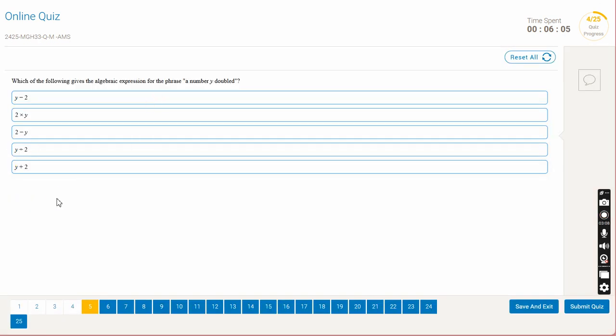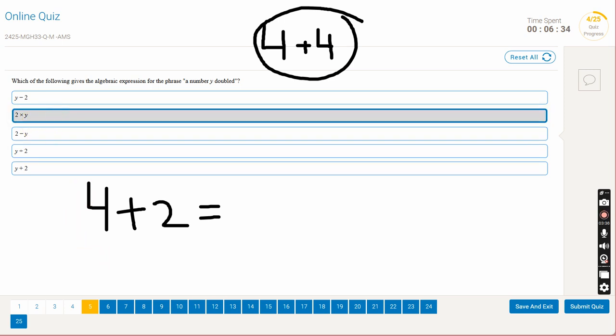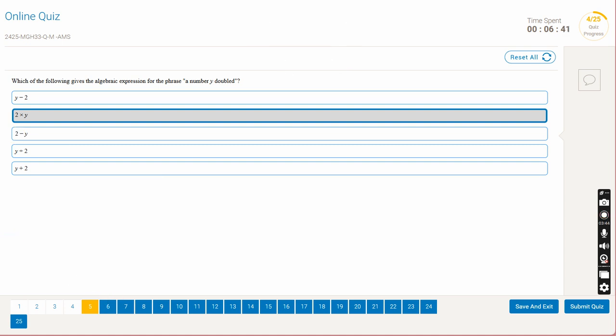The second thing, which of the following gives the algebraic expressions a number y doubled? Now remember, if you double, maybe in your head it comes that it's addition. So if it's addition, you'll say 4 plus 2. You're saying it like this. But this is not doubling. What does double mean? Double means the same number written or added twice. This is doubled. And this can only happen in multiplication. So 2 times y, this. Okay? Not this, not 4 plus 2. Because this is not going to double the number, it's just going to add 2. Let's go to the next one.